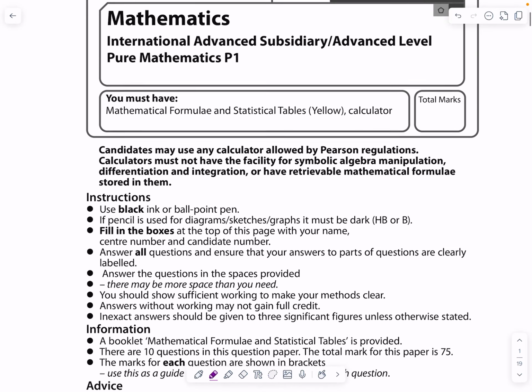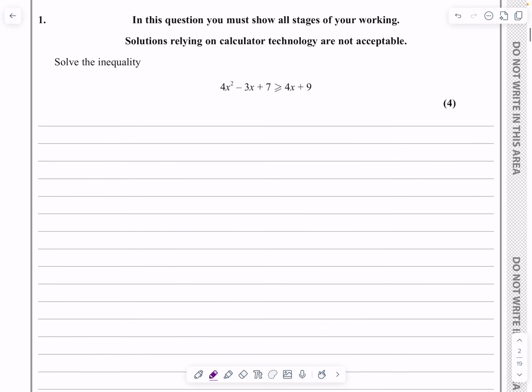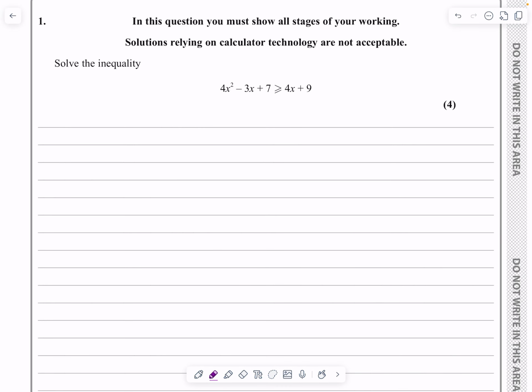Okay, this is the P1 paper from June 2023. It's the first question, question number 1, and this is an equations and inequalities question. In particular, as we can see here, this is a quadratic inequalities question. Let's jump straight in and get started with it.